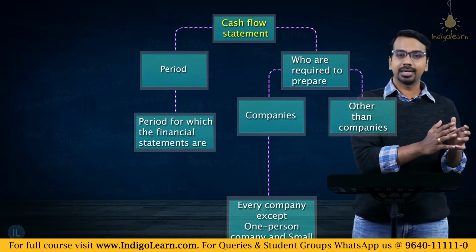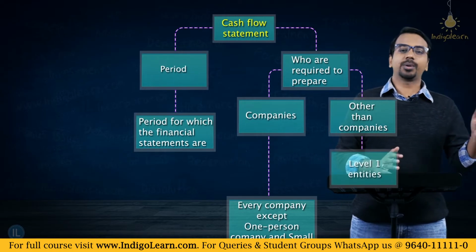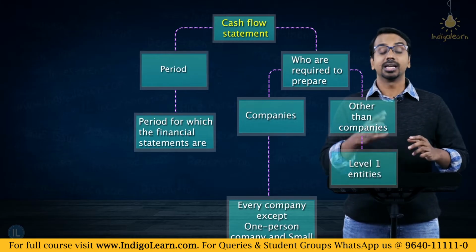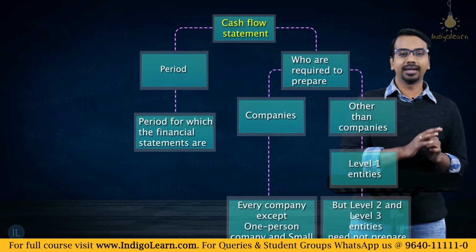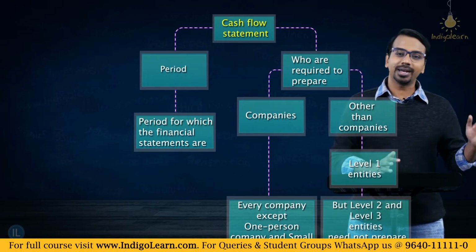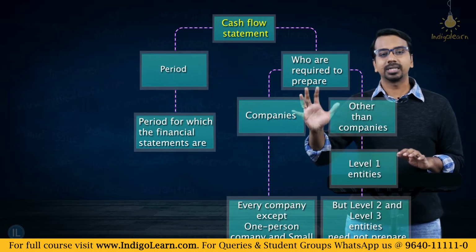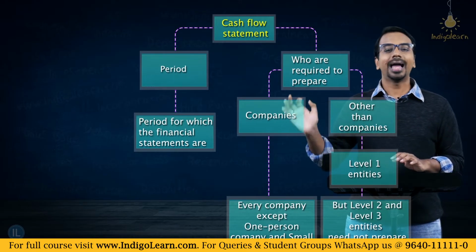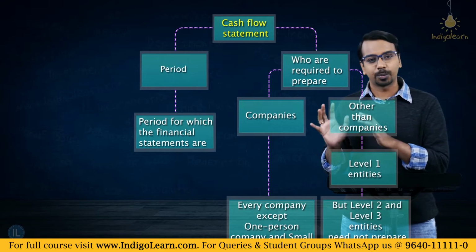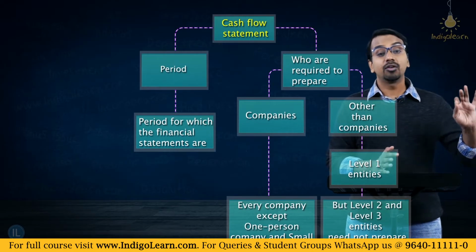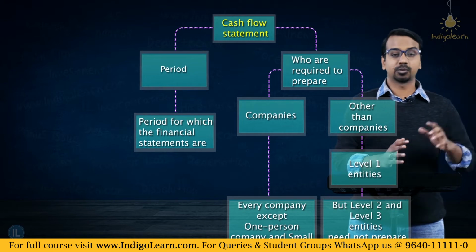Coming to other entities, if they are level 1 enterprises or level 1 entities, they have to prepare cash flow statements. But if they are level 2 and level 3 entities, they need not prepare cash flow statements. So largely speaking, all the companies except small company and one-person company, they have to prepare cash flow statements. If you talk about non-companies, then level 1 entities, they have to prepare cash flow statements.